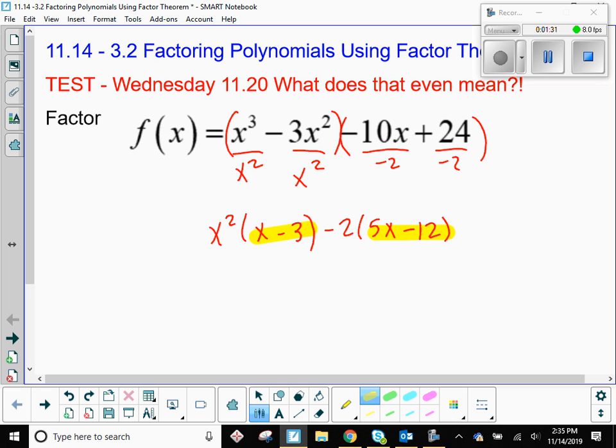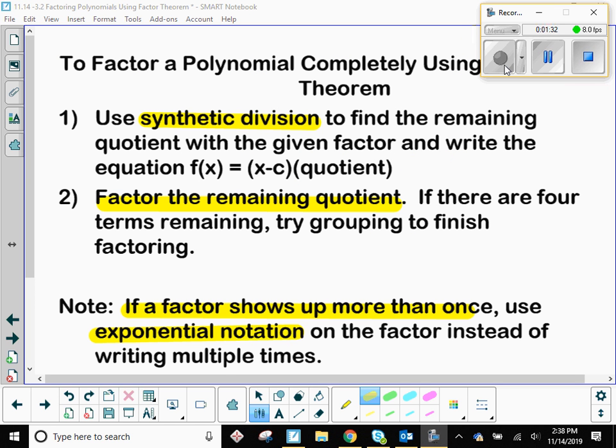So let me get your notes. Mark these things that I've marked. So again, remember what we're doing today is we're given a really long expression. We're going to use synthetic division to begin factoring. It'll help us break it down a little bit. And then we'll factor the remaining quotient, means that step where you add your x's back in. That's what that means, the remaining quotient. And then this note down here is good to talk about.